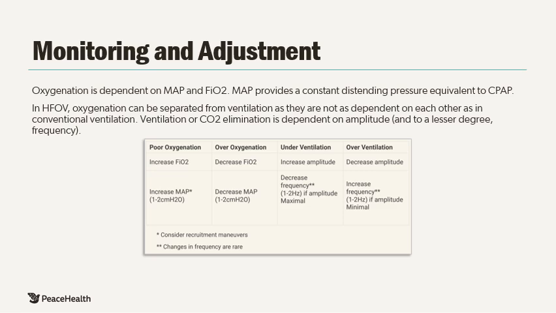Typically, when we're making adjustments to our device, we will be making them based on oxygenation or ventilation. In this example, if we have poor oxygenation, we can either increase FiO2 or increase our MAP 1 to 2 centimeters of water. On the other end, if we have poor ventilation, we can decrease amplitude. The other option is to increase frequency 1 or 2 hertz if we've already reduced our amplitude to the minimal level.